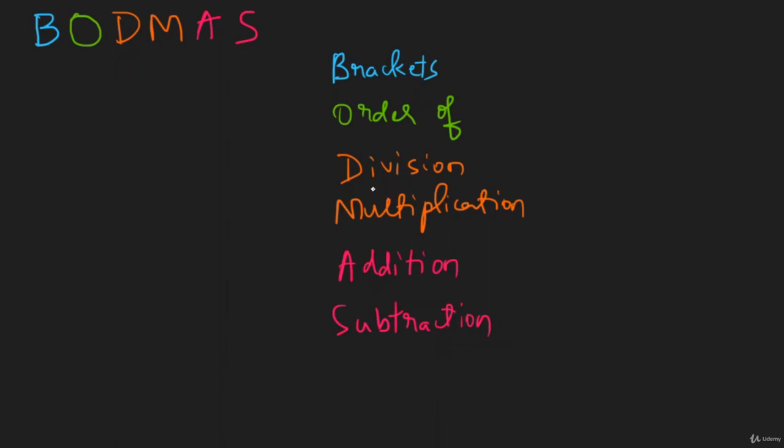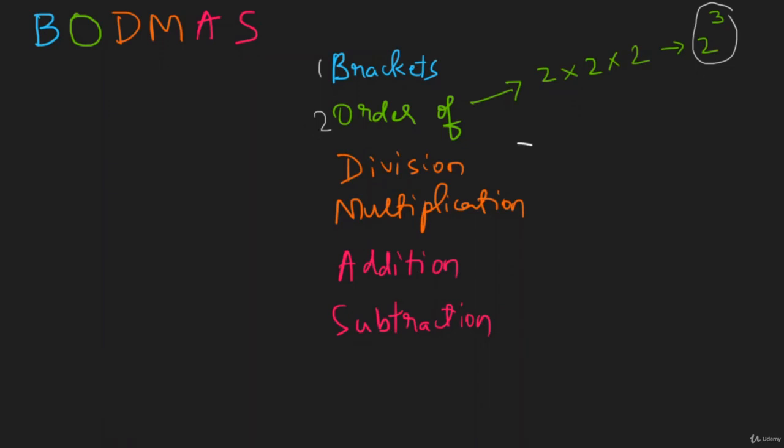Now, B stands for brackets, O stands for order of, D stands for division, M stands for multiplication, A stands for addition, and S stands for subtraction. This is the order of operations. Now, whenever you have an expression, you have to simplify the brackets first. Next comes order of. Order of is something that stands for power. Like for example, 2 into 2 into 2, that's 2 cube. So if you have something like 2 cube, that has to come in the second priority.